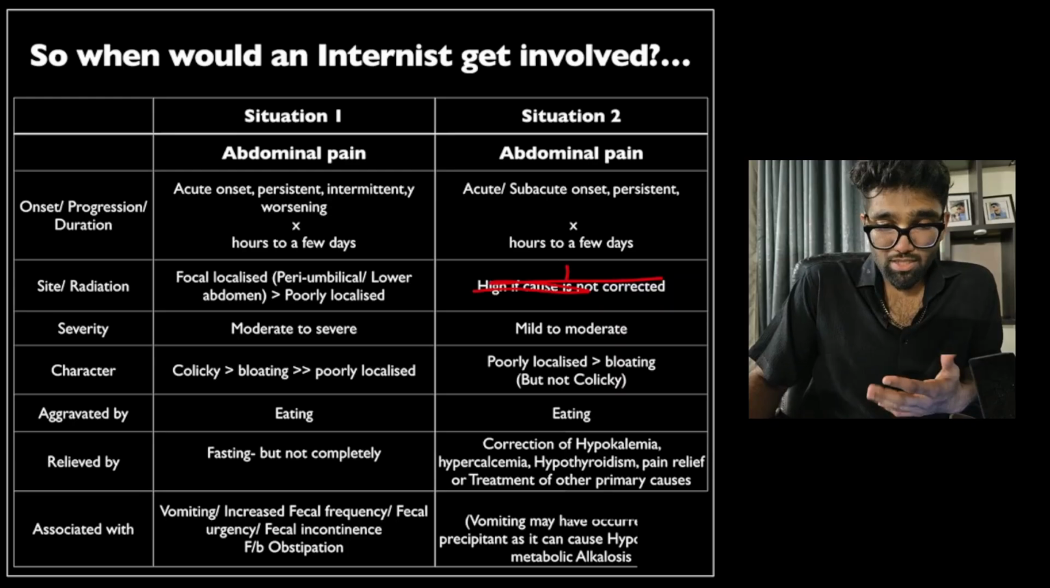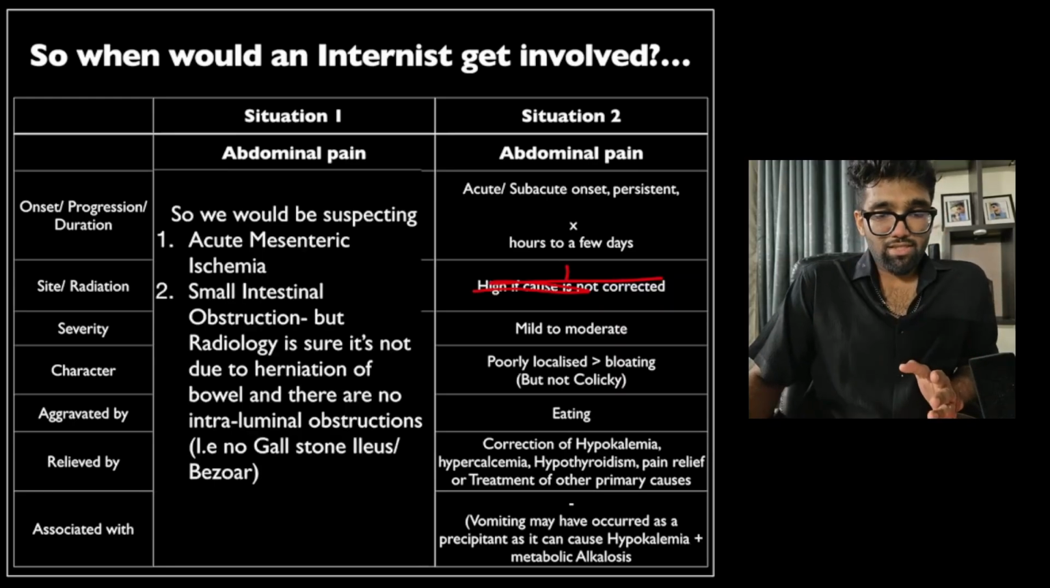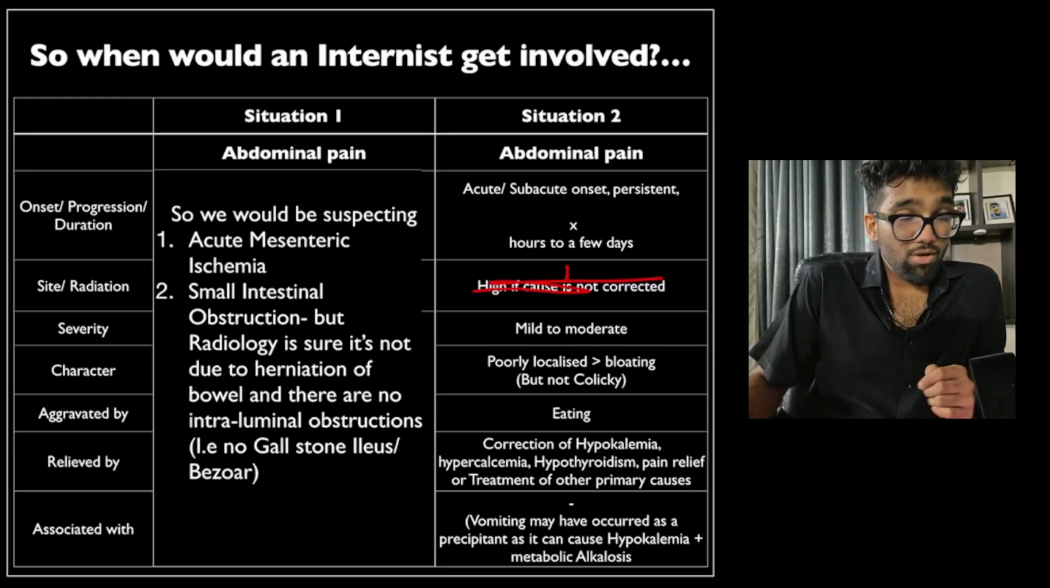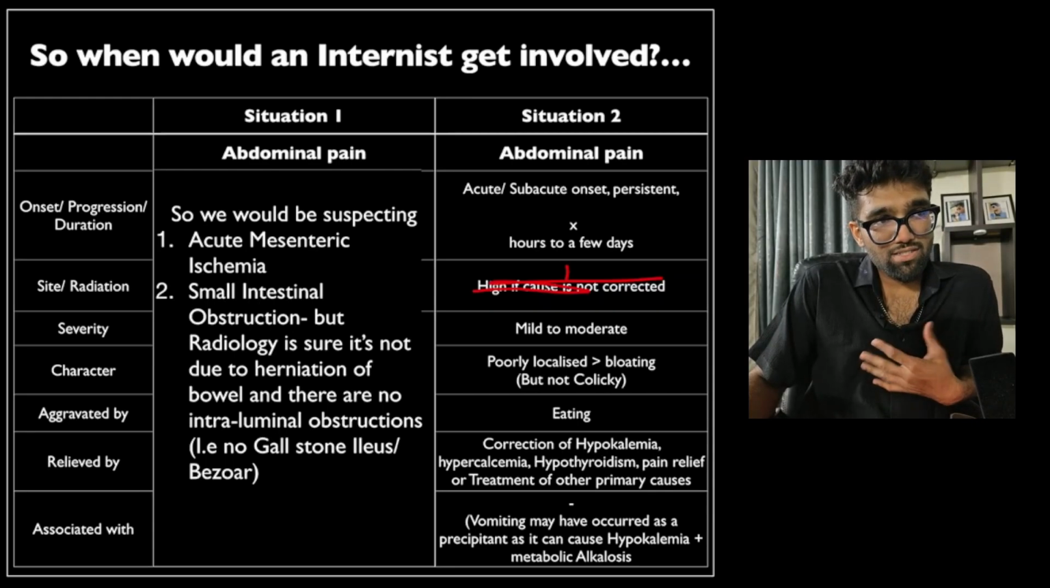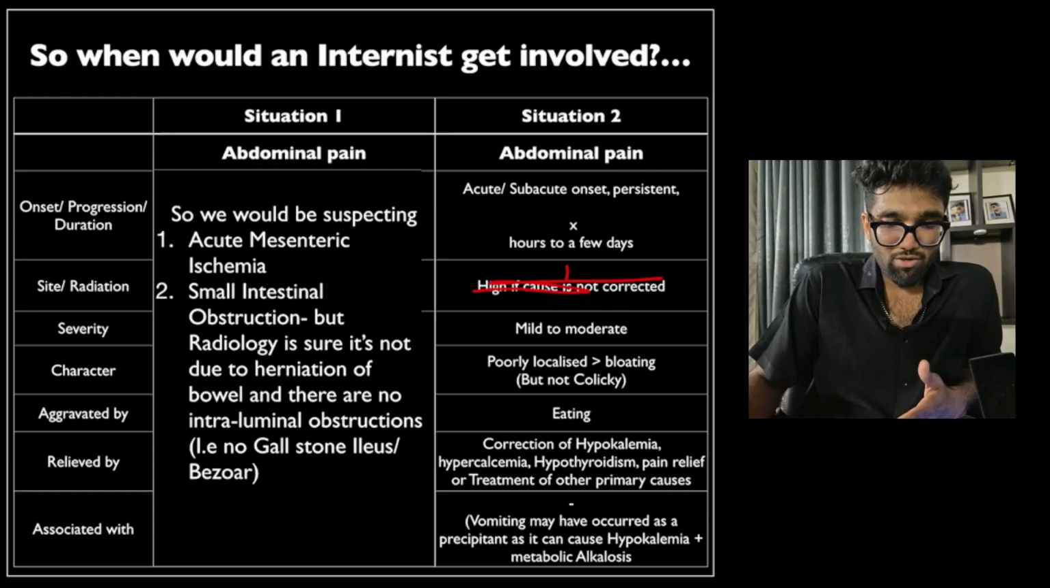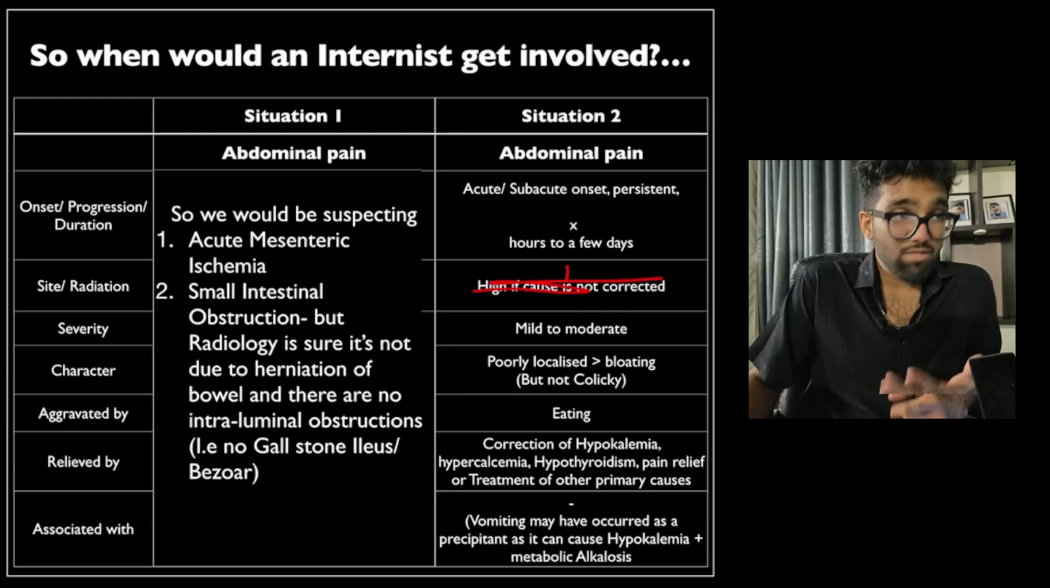So obviously, if you've seen my previous lecture in this series, in the first situation we are suspecting acute mesenteric ischemia, and we're suspecting small intestinal obstruction. But the patient has been referred to us, to an internal medicine doctor, because the radiologist is sure it's not due to herniation of bowel, and there is no intraluminal obstruction. That is, there is no gallstone ileus, no bezoar, nothing. So they know it's not that. That's why the patient has been referred to us.